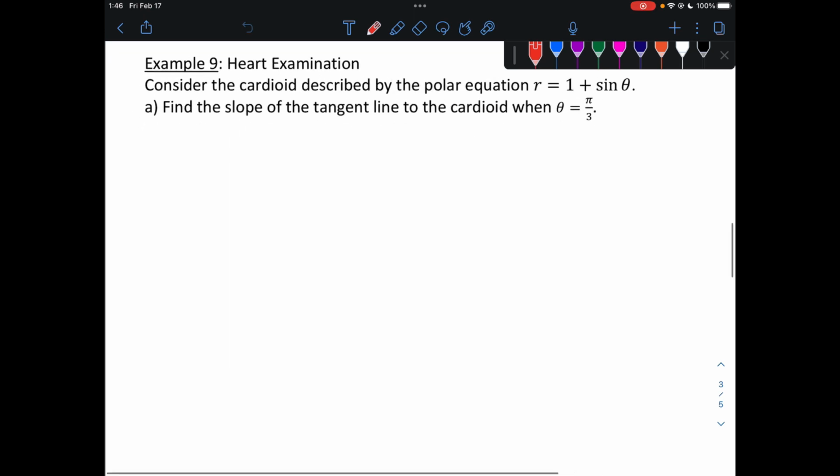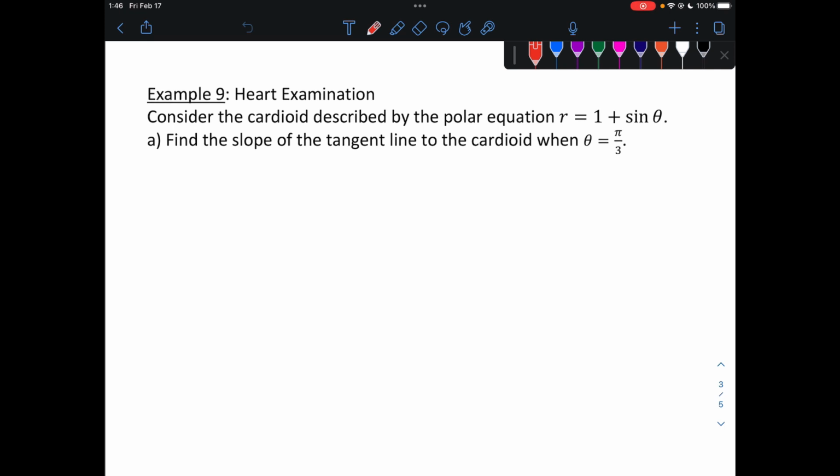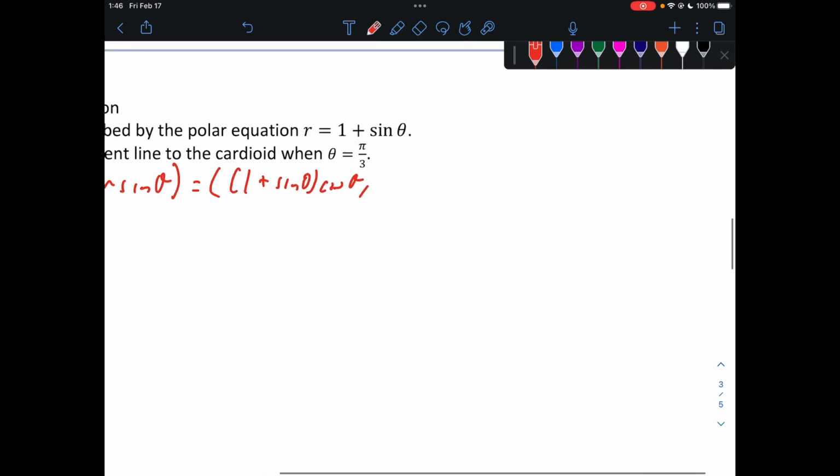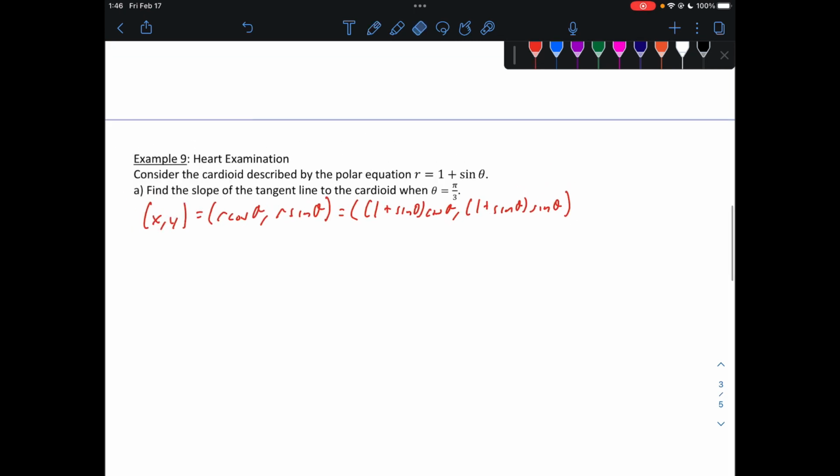All right, so first of all, parametrically, we can rewrite this as x, y is going to be r cosine theta, r sine theta, right? That is the parametric form for that. And in this case, we're going to do (1 plus sine theta) cosine theta, comma, (1 plus sine theta) sine theta, because that is replacing r with what r is, 1 plus sine theta.